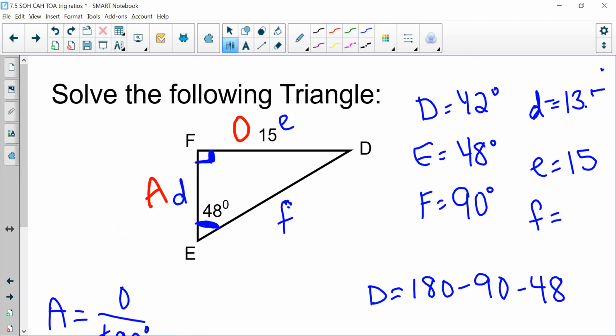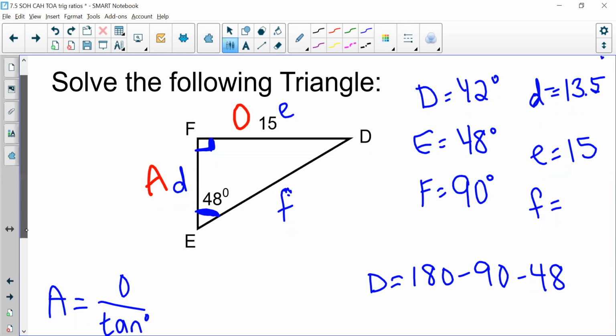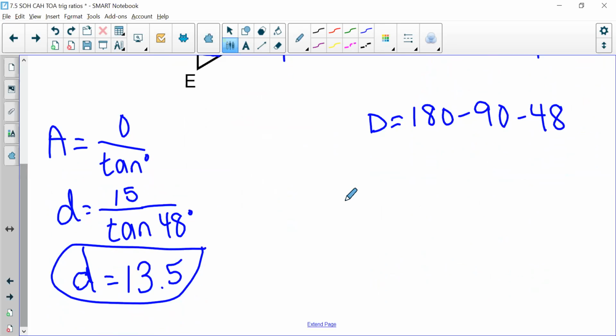And I would suggest for F, let's just do Pythagorean theorem. The two short sides squared add to the long side. So D and E are my two short sides. F is my long side. So 13.5 squared plus 15 squared will equal F squared.